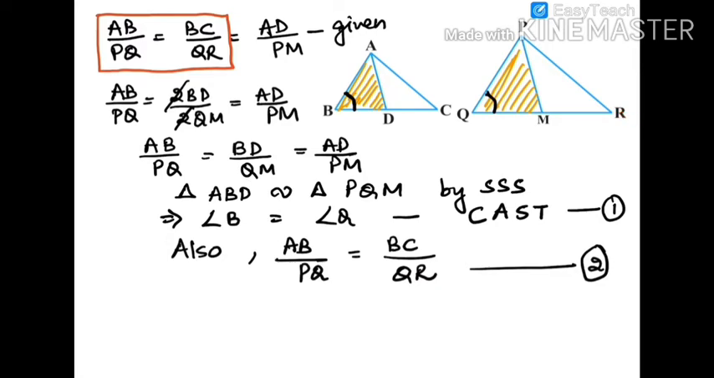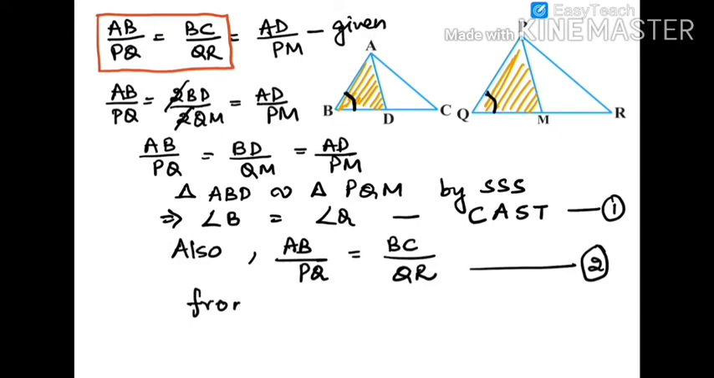So, in triangle ABC, we have two sides proportional to two corresponding sides of triangle PQR, and the included angle between the proportional sides are also equal. So what can we say about these two triangles? They are also similar by side angle side.